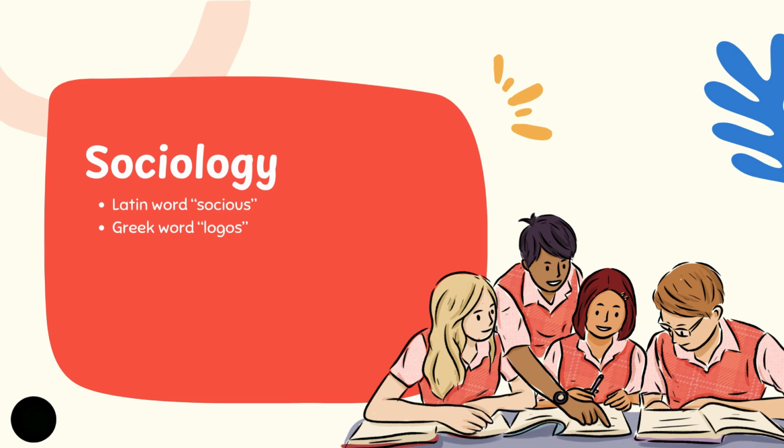What is sociology? Sociology comes from the Latin word socius and the Greek word logos. Socius means social or being with others, and logos means study. Combining this together, we can come up with a simple definition for sociology, which is the study of social relationships.